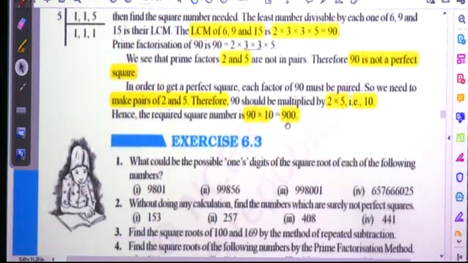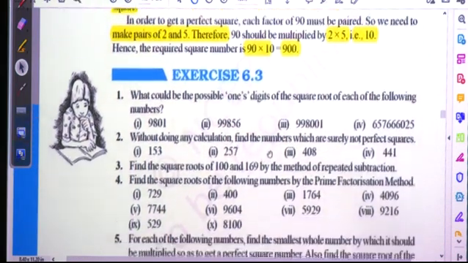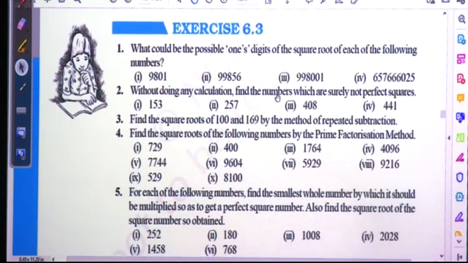Proceeding further, here is exercise 6.3. What is the first question? What could be the possible ones digits of the square root of each of the following numbers? Please understand what they are saying.